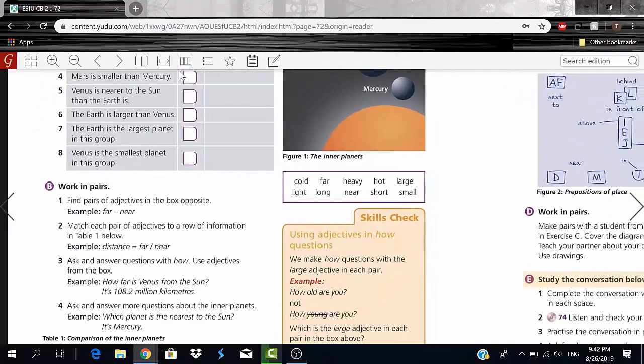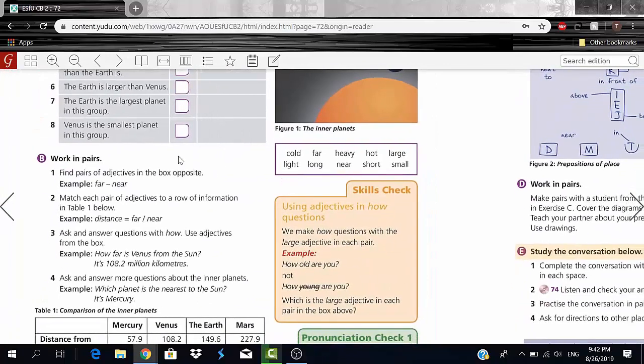Here we have exercise B. He wants us to work in pairs. So, grab a pair if you're in class. Okay? And find pairs of adjectives in the box opposite. Okay, so we have this box here, right? And it has different adjectives, but they're pairs. They're kind of opposite, right? So if I say long, short, cold, hot, these are opposites, okay? So we want to find these. So let's take a look.